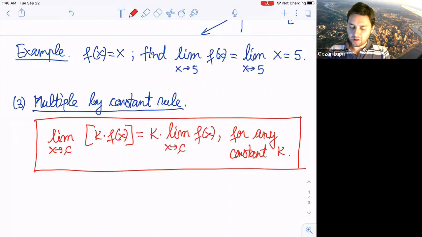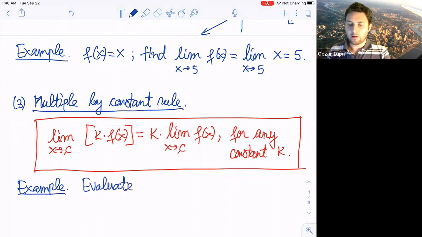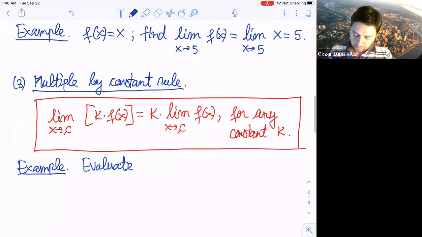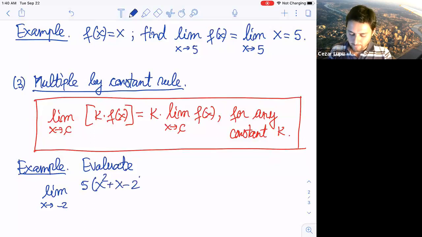Okay, and an example here will be the following. Let's evaluate the following limit. Let's say we have the limit as x approaches -2 of 5 times (x squared plus x minus 2) over (x plus 2).